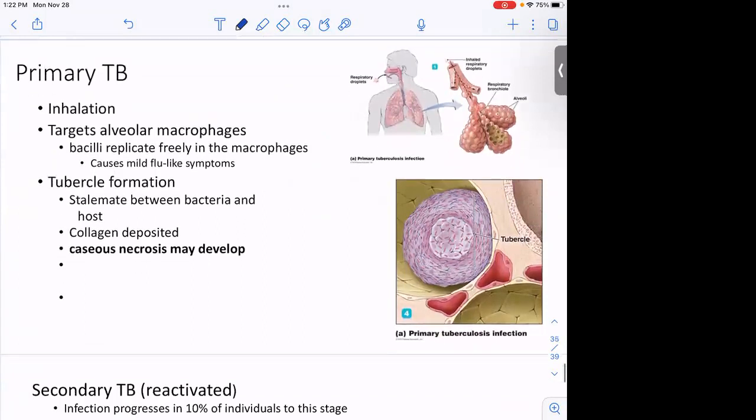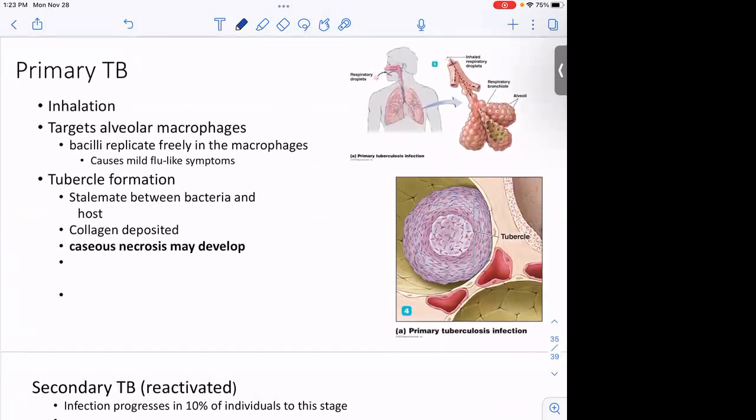Let's take a look at the infection that it causes. Tuberculosis can end up infecting many different tissues and organs in our body, but it almost always starts in the lungs. So typically a patient will inhale some bacilli, and then those will migrate to the macrophages that live in the alveolus. So alveolar macrophages deep within the lungs. The bacilli will replicate freely in those macrophages.